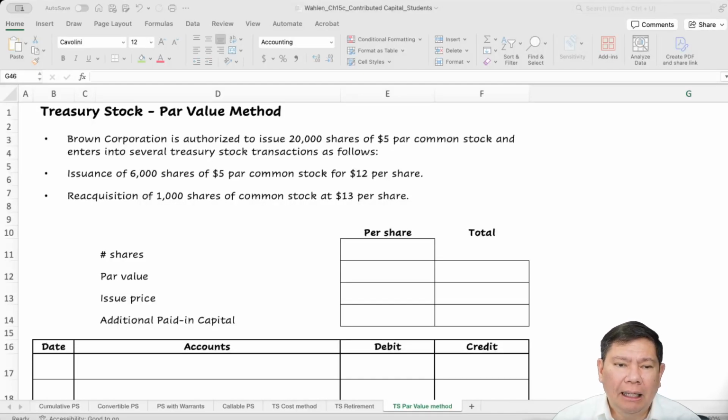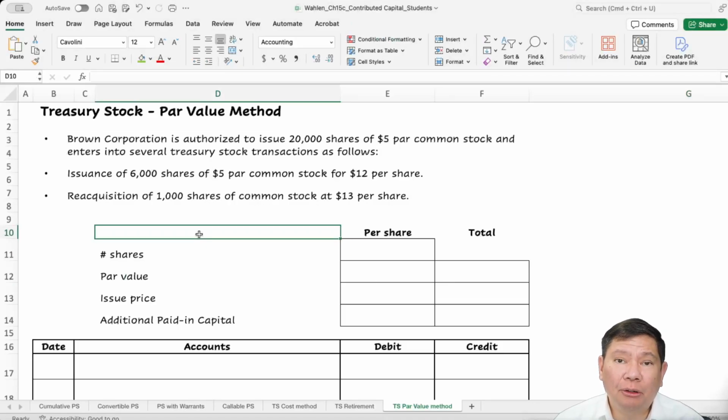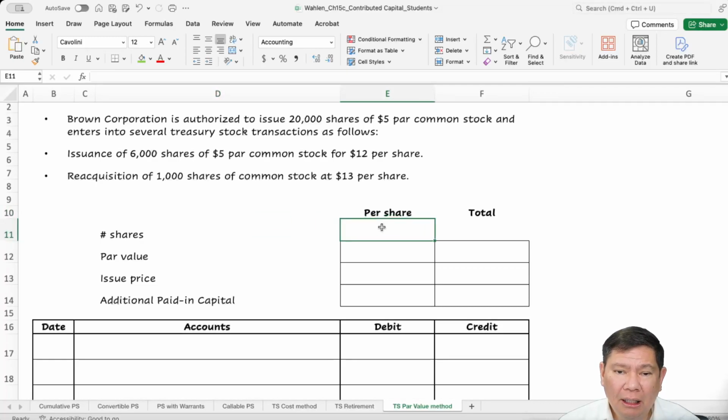Hello everyone, in this video we're going to look at treasury stock again, but this time we're going to use the par value method. That means the treasury stock is going to be recorded at the par value. So this company is authorized to issue 20,000 shares of $5 par value common stock, and enters into several treasury stock transactions as follows. Issued 6,000 shares of $5 par common stock for $12.